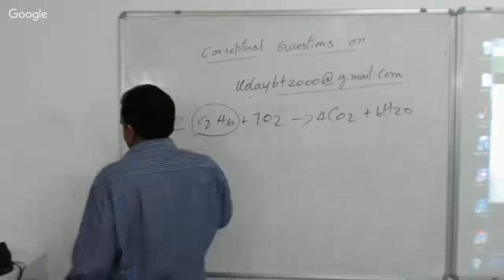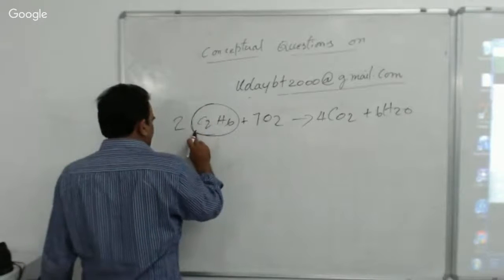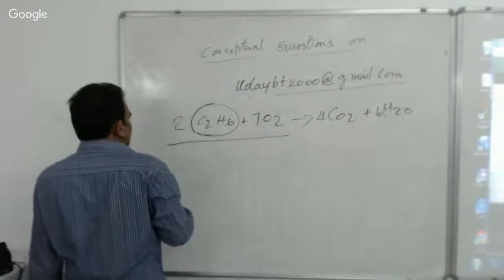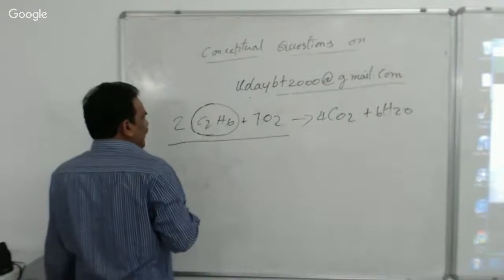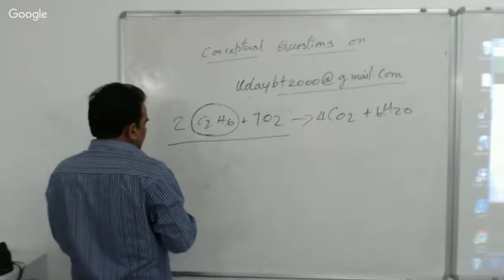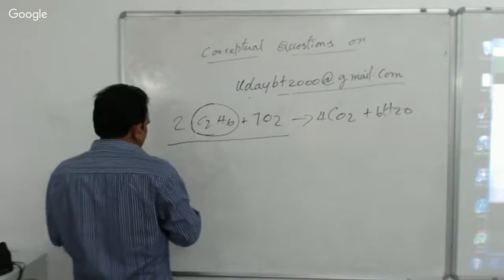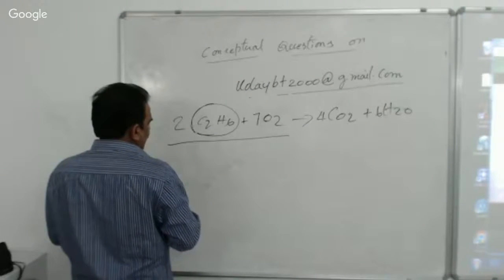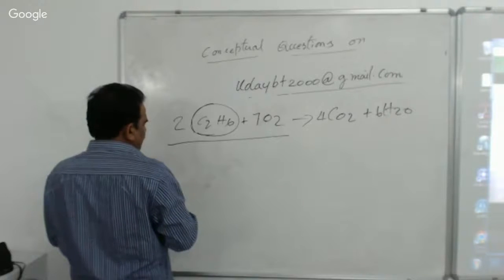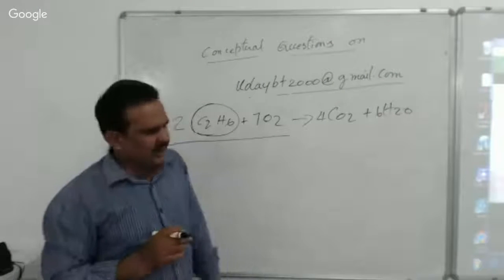Here, what I would like to tell you is, according to the law of conservation of mass, the mass of the reactants must be equal to the mass of the products, irrespective of the reactants and irrespective of the products. Whatever may be the products, whatever may be the reactants, the total mass of the reactants must be equal to the total mass of the products, which is nothing but the law of conservation of mass.